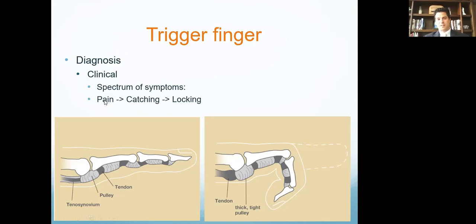On the other end of that spectrum, sometimes it doesn't even catch or lock. It just causes discomfort in that area, especially when you're grabbing hold of something, like holding a bag of groceries or pulling something. But the actual mechanism involves that swelling of the tendon as it goes through these little tunnels.